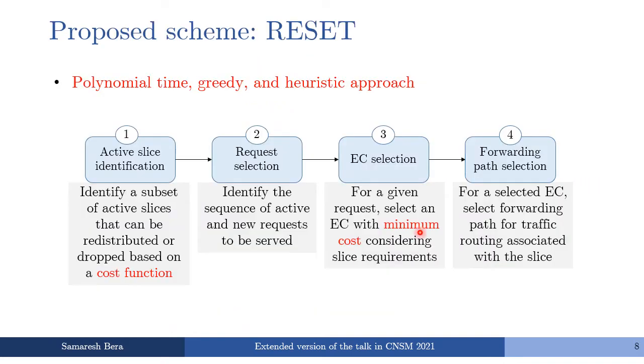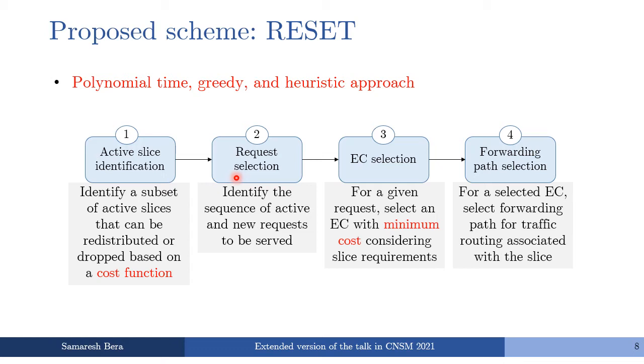Therefore, we propose a polynomial-time greedy heuristic approach that consists of 4 phases: active slice identification, request selection, edge cloud selection, and forwarding path selection. So in phase 1, that is active slice identification, we identify a subset of active slices that can be redistributed or dropped based on a cost function. For this, we design a comprehensive cost function that is presented later.